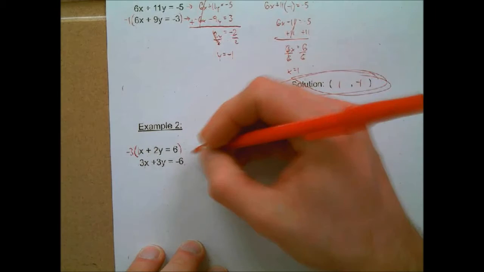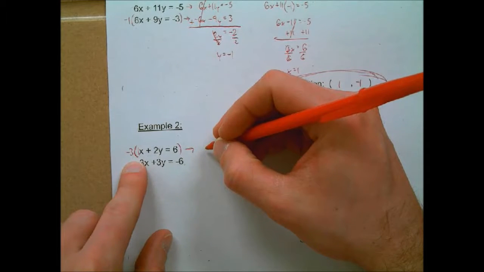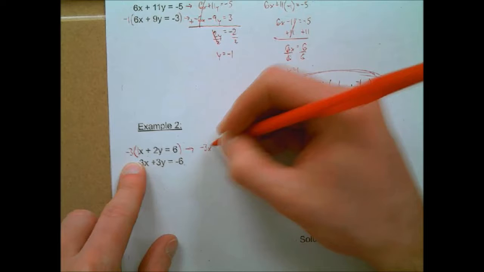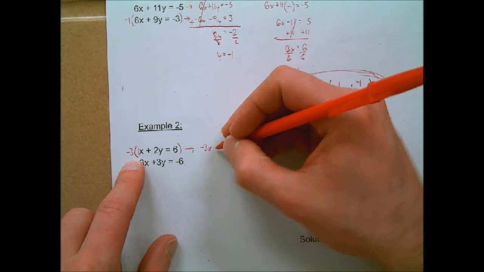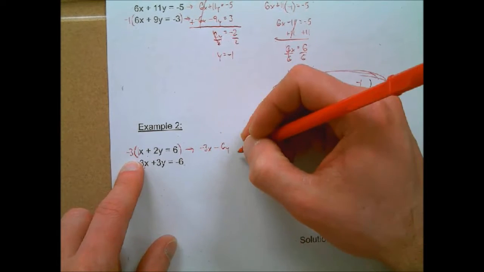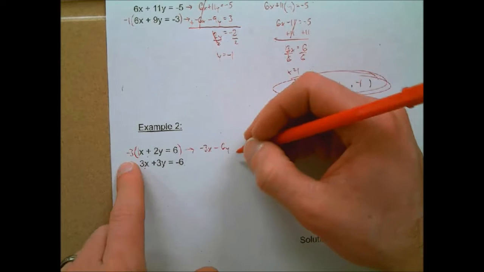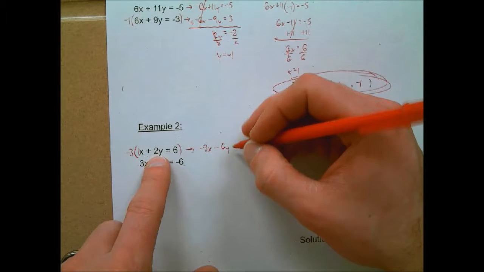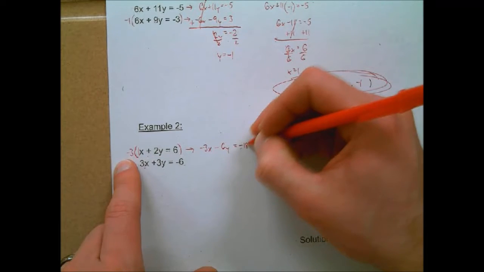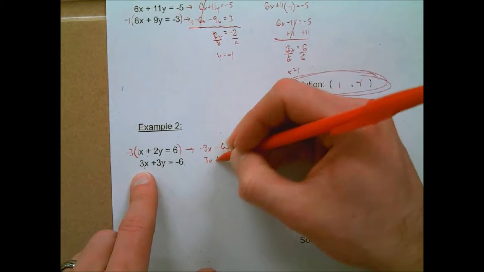So let's distribute. Oh, question? Since it's 3 and you multiplied by -3, why wouldn't you multiply by -1? Couldn't you do that? Well, okay, I'll come to that in a second. Hang on. Let me finish multiplying here. So -3x, -6y equals -18, and then 3x plus 3y equals -6.